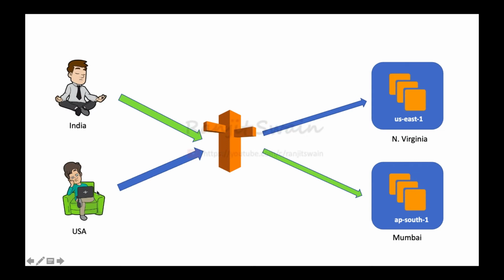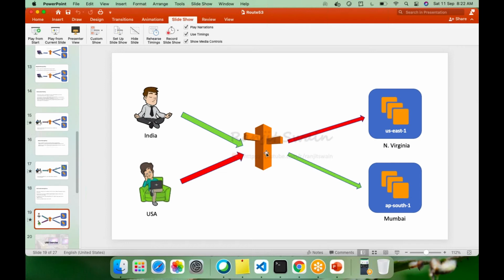And suppose someone from USA is going to buy something, that will be redirected to Northern Virginia based on the location. So who will decide? Everything will be decided by Route 53. You only have to do the setups, but the decision and the checks will be taken by Route 53.